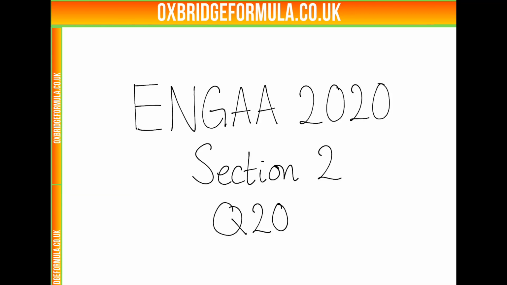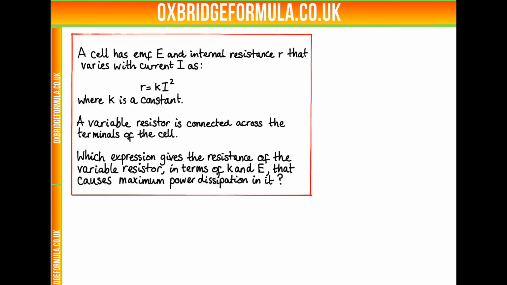This question is taken from the ENGAA 2020 Section 2 paper, and it is question 20. So we read, a cell has EMF E and internal resistance R that varies with current I as R equals K I squared, where K is a constant. A variable resistor is connected across the terminals of the cell. Which expression gives the resistance of the variable resistor in terms of K and E that causes maximum power dissipation in it?